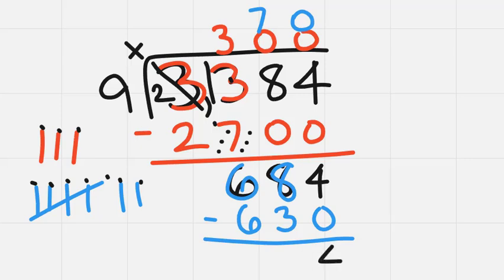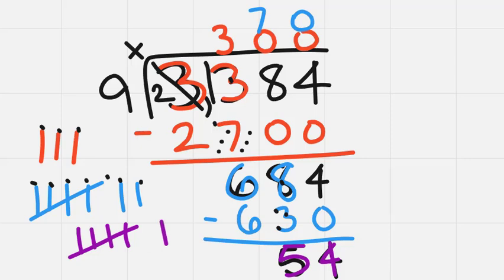4 minus 0 is 4. 8 minus 3 is 5. And then 6 minus 6 is nothing, so we can ignore it. Then we divide again. We'll look at the 5, which is less than 9, so we look at the digit next door. We're going to look at 54. Let's count by 9 to get as close as we can to 54 without going over. 9, 18, 27, 36, 45, 54. We landed right on it.